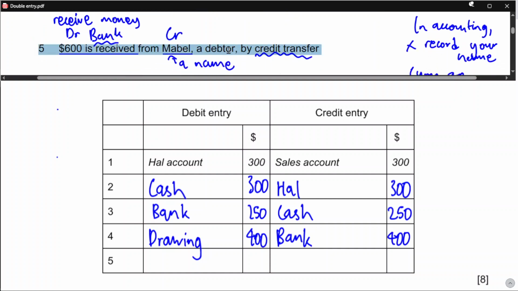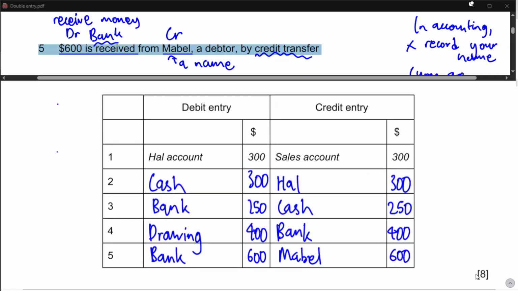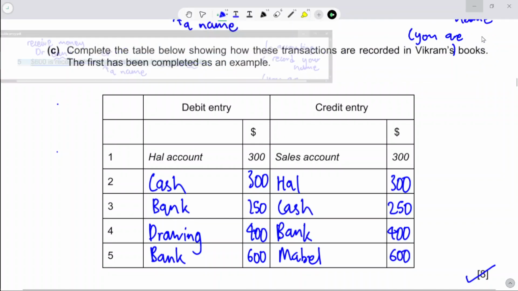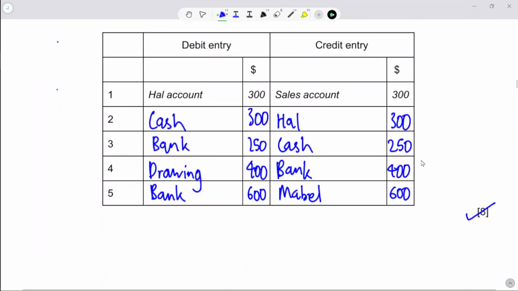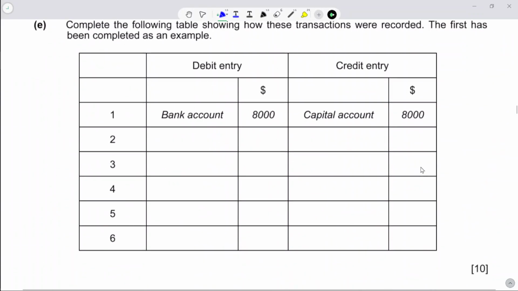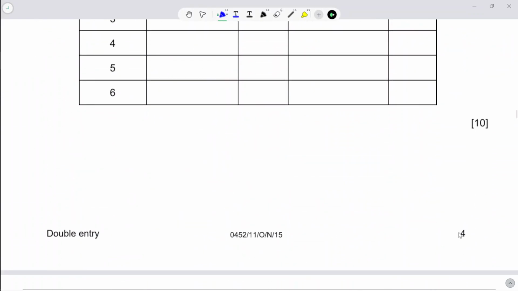Okay, now let's go to the next line. Debit bank, credit Marble by 600. Okay, done with this question. Now let's go to page number 4.